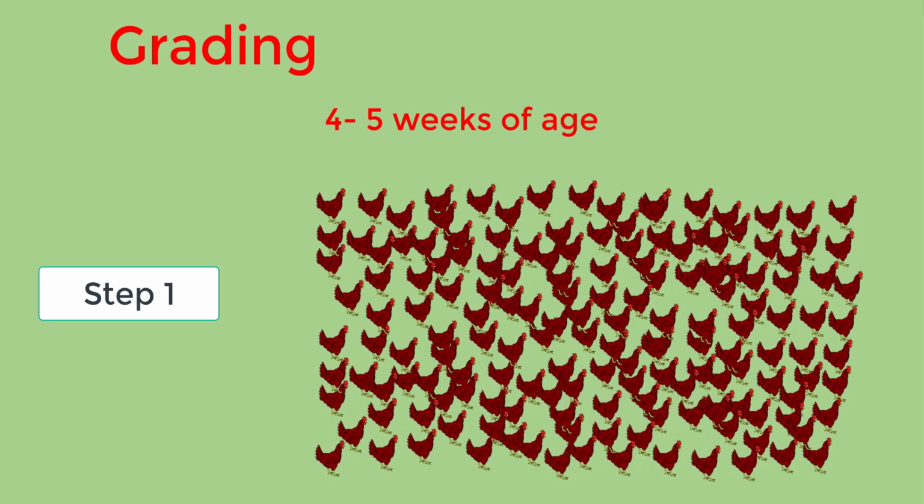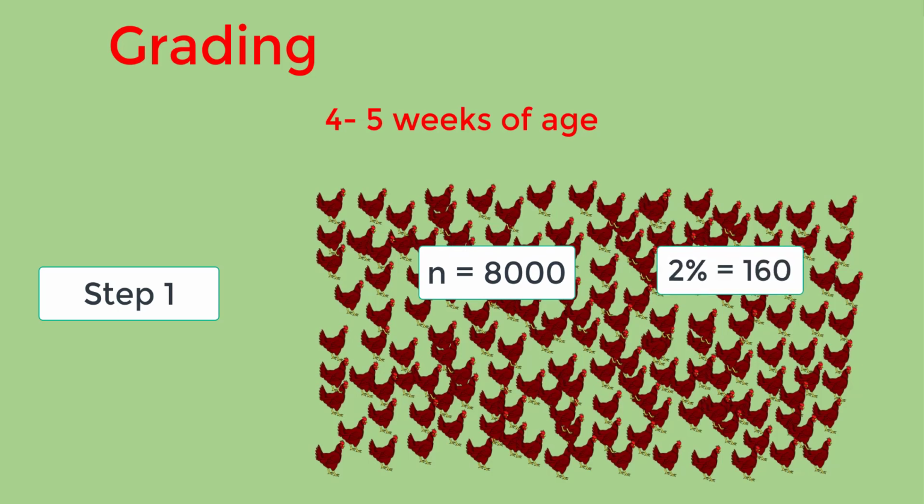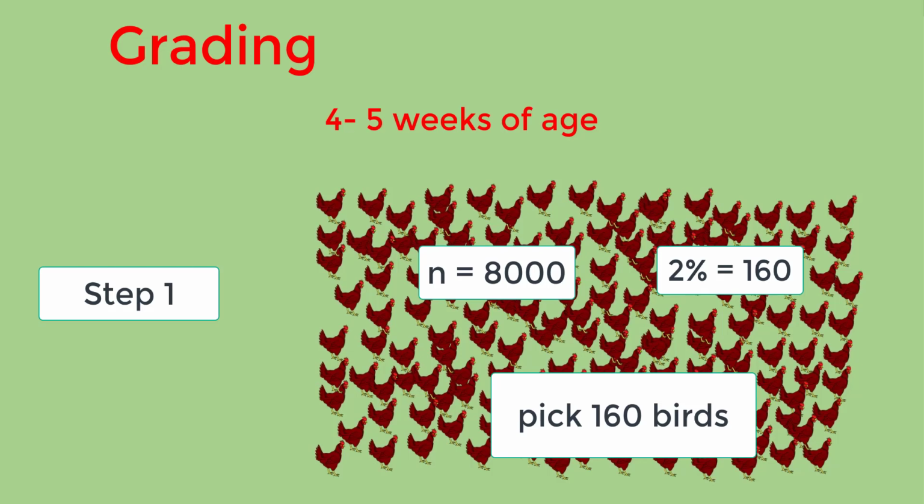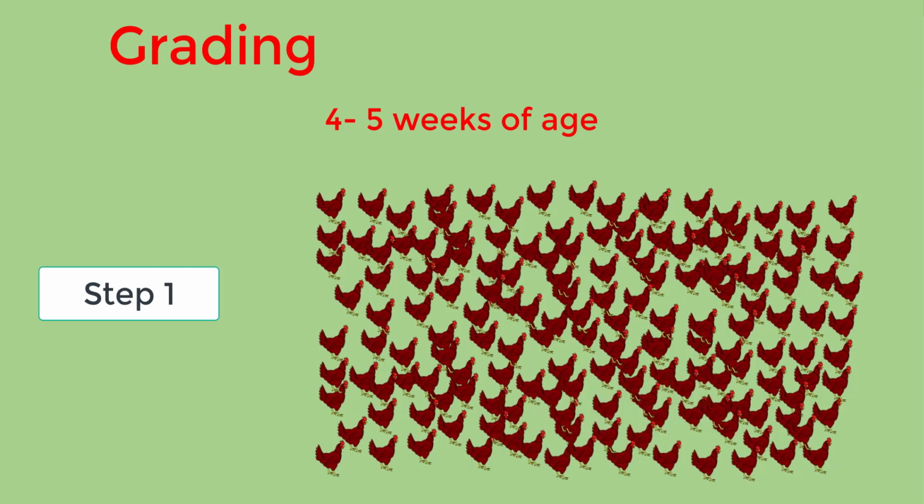But if you have 8000 birds, 2% of 8000 is 160 birds. So you must take measurements from 160 birds because 160 is bigger than 50. Always remember that the more samples you have, the better the calculation will be. Also, take samples from at least 3 points in your farm.